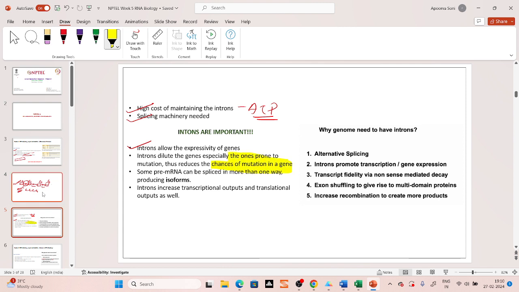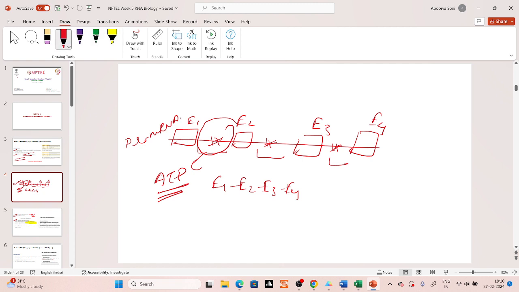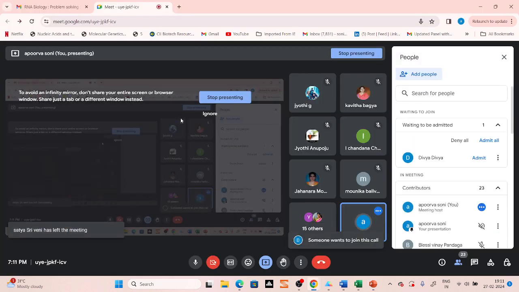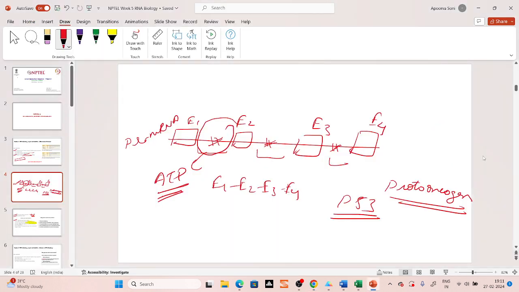Now, what does it mean? It means that suppose a gene is highly prone to mutation, let's say the P53 gene, which can act as a proto-oncogene. Proto-oncogene means a gene which has a high possibility of turning cancerous. Oncogene means a gene which is a cancerous gene. Proto-oncogene means a gene which has a higher chance of turning into a cancerous one. So let's say P53, or any gene for that matter.